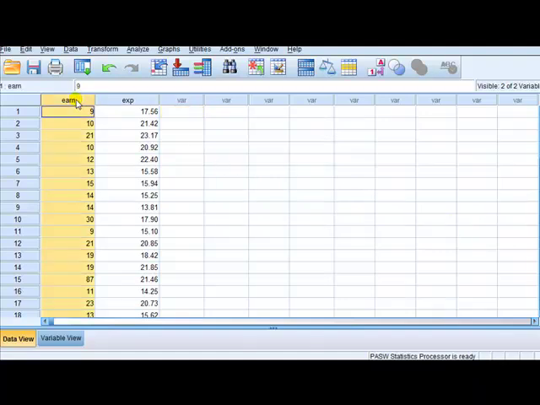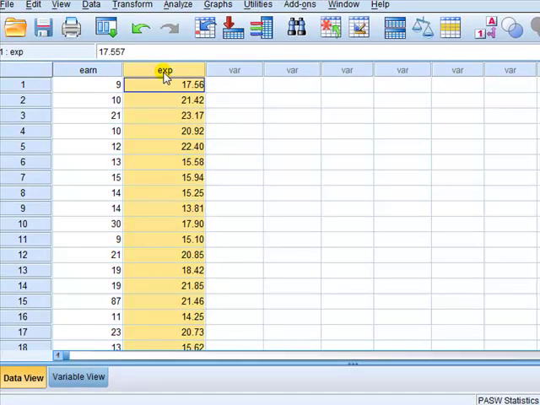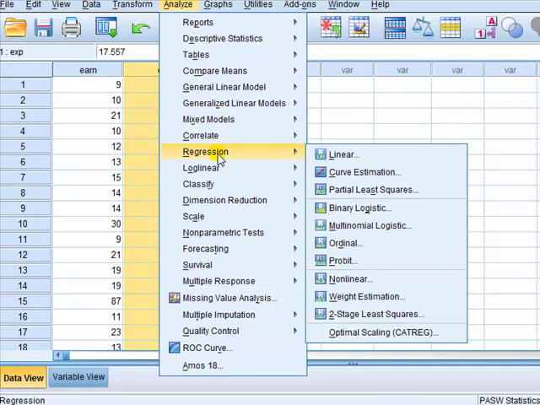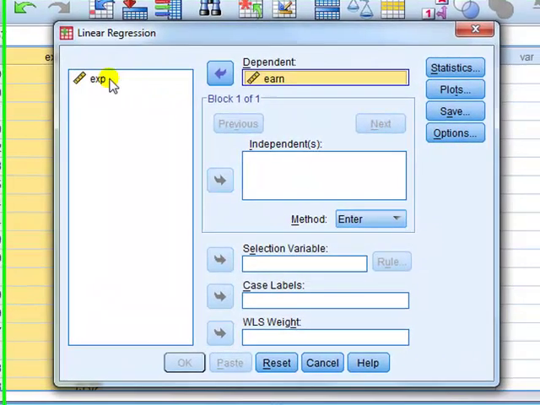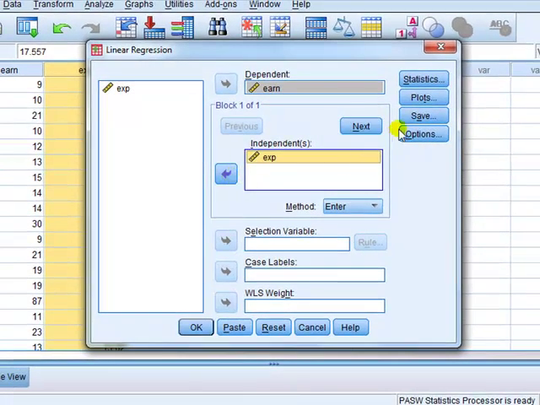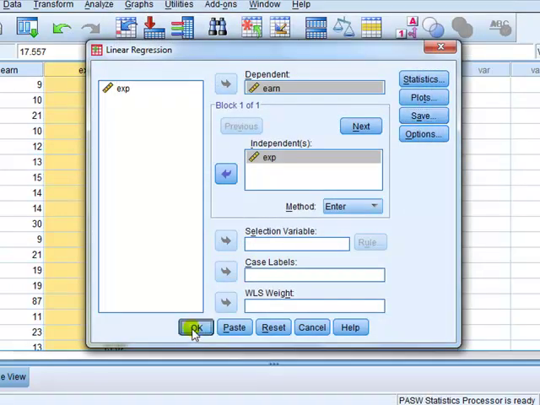We've got education data here. The DV is earnings, the IV is years of working experience. Let's fit a regression: Analyze, Regression, Linear, earnings into the dependent box, experience into the independent box. And then we go to Save. We're going to save the unstandardized residuals and the standardized, because we want to look at the shape of the distribution. Is it normal or not? Continue, okay.